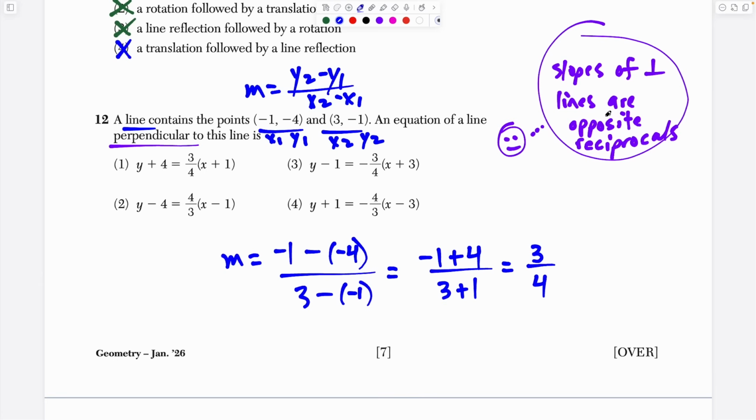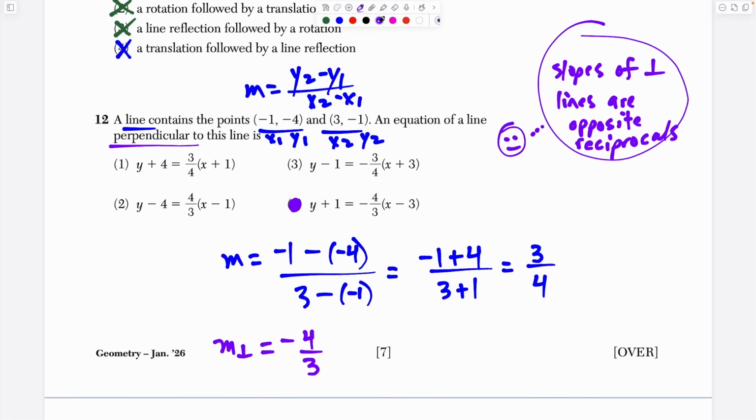So I have to think about, what does it mean for 2 numbers to be opposite reciprocals of each other? This tells us that our perpendicular slope is going to be the opposite reciprocal of 3/4. Reciprocal means flip, and opposite means change the sign of the number. So if we have a positive slope here, we're going to have a negative slope over here. So we're looking for an answer choice that has a slope of -4/3, and that's going to be choice 4 over here.